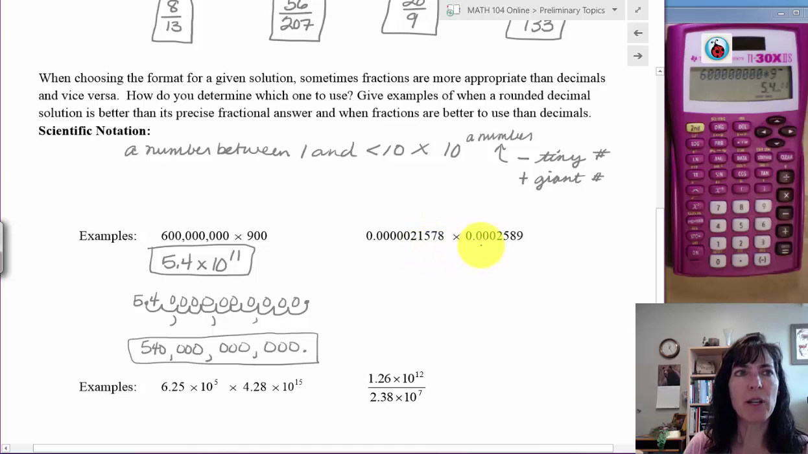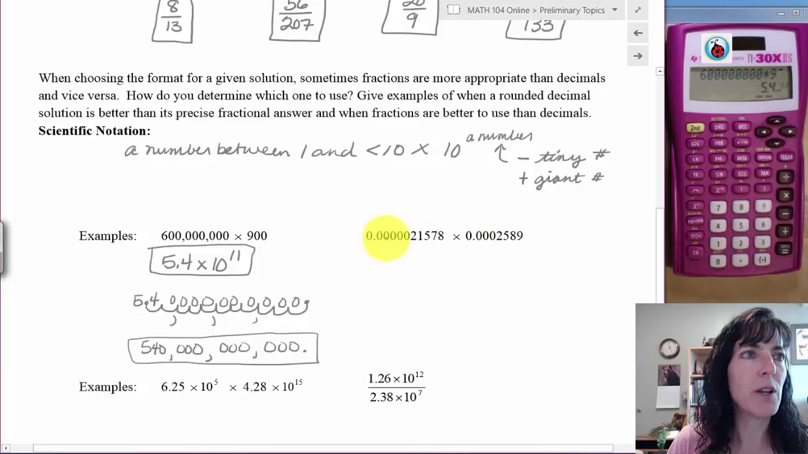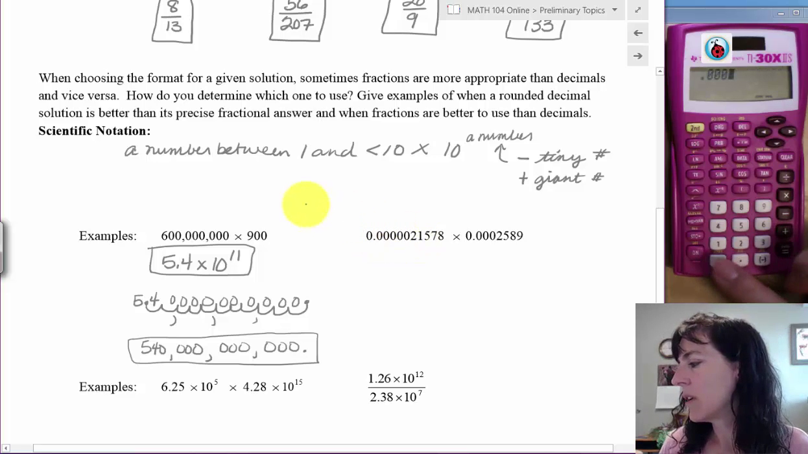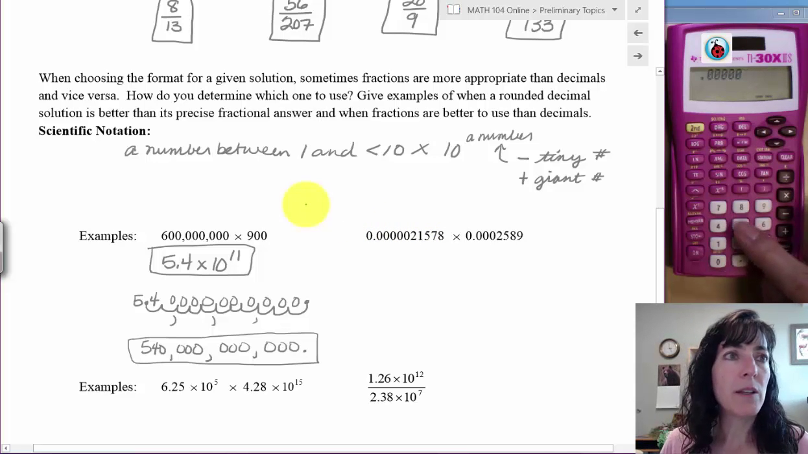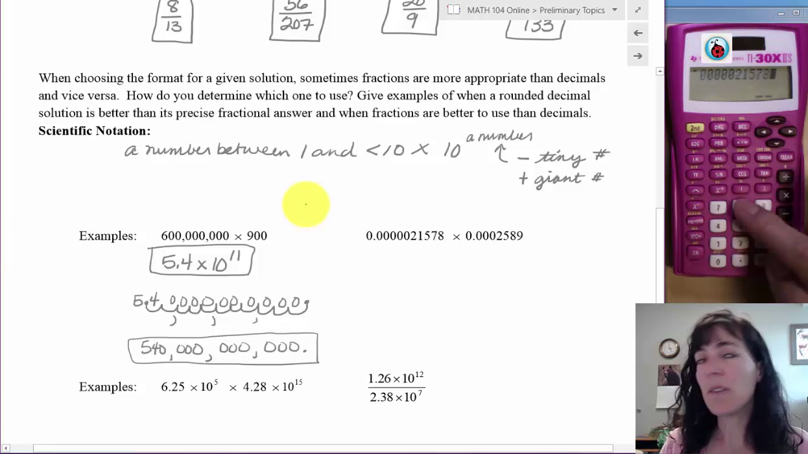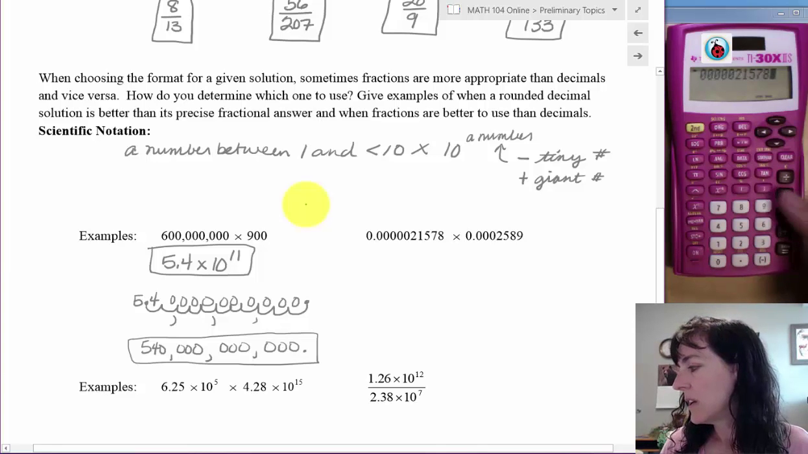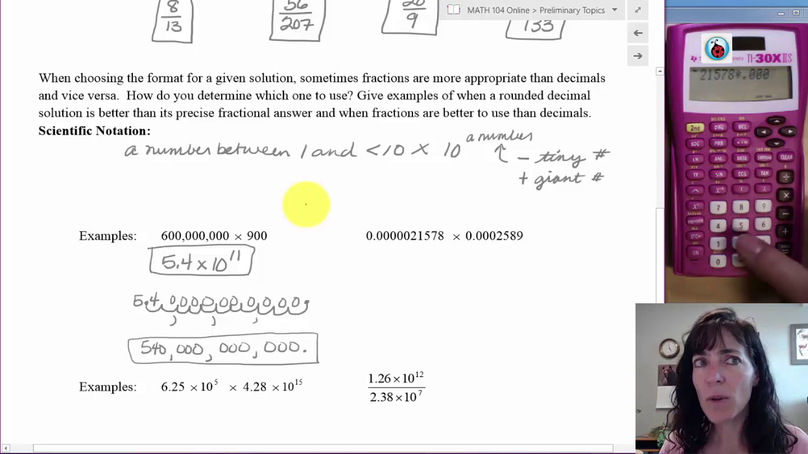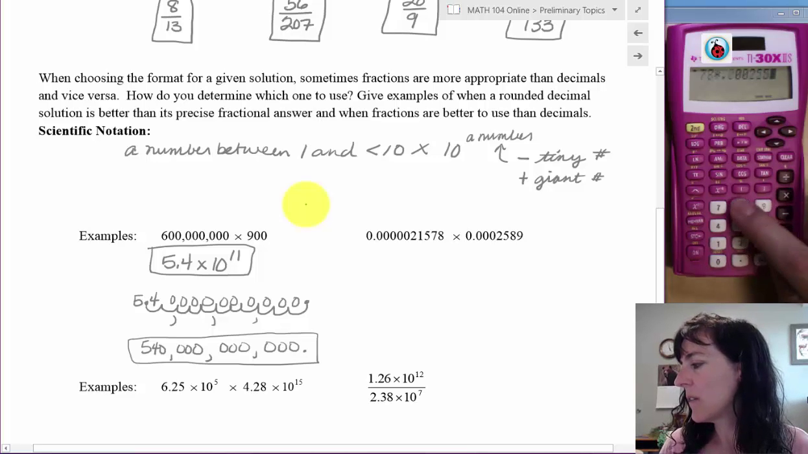Let's try this one on the calculator. I see how many zeros are on there: 2, 4, 5 zeros. And then 2, 1, 5, 7, 8 times 0.1, 2, 3 zeros, and then 2, 5, 8, 9.